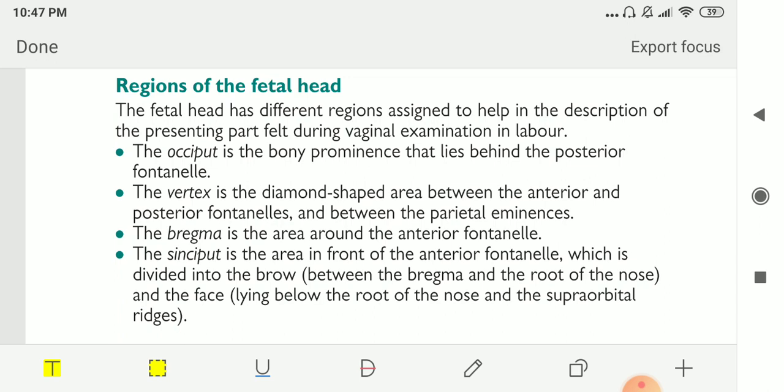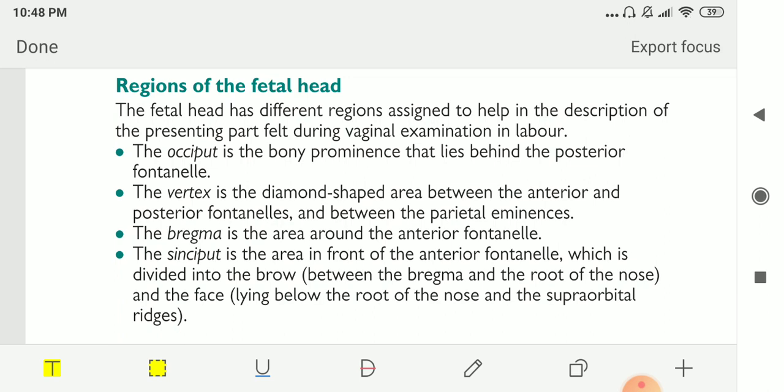Presenting part means the first part of the baby that comes out from the vagina during the birth. If the head is coming out, we can say the baby is in vertex position, the cephalic part is coming. If the caudal, the lower area, is coming first, that is called the breech position or the caudal presentation. The occiput is the bony prominence that lies behind the posterior fontanelle.